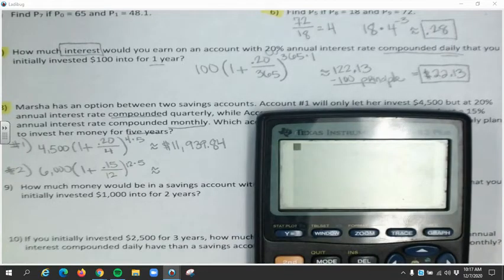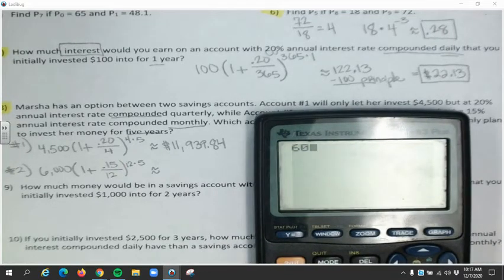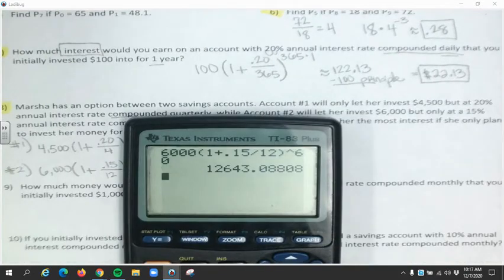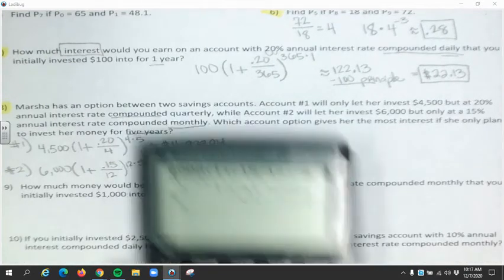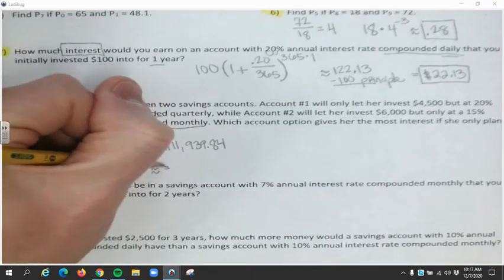So let's type everything in at one time. So 6,000 times 1 plus your rate divided by the number of times compounded annually, raised to the 12 times 5, which is 60th power. I get more money, $12,643 and about 9 cents. We'll write that number down here.